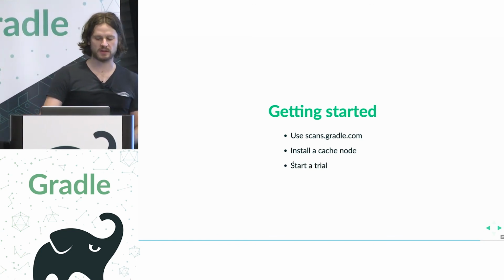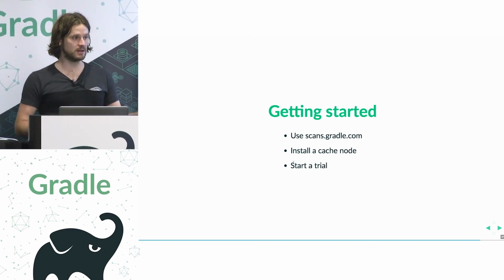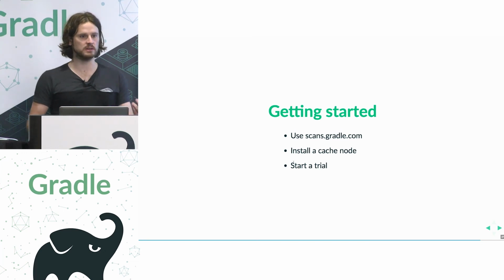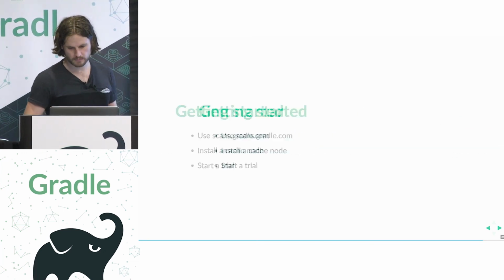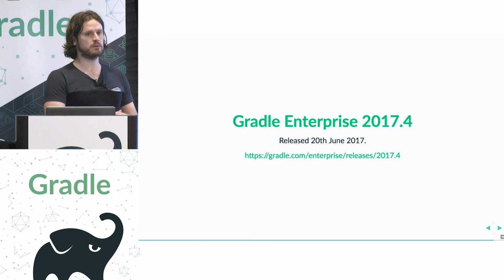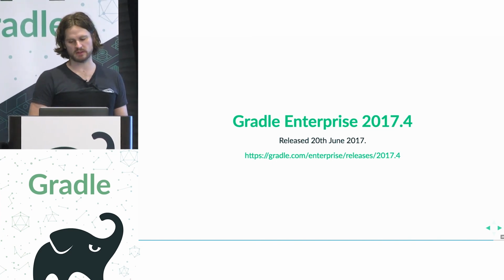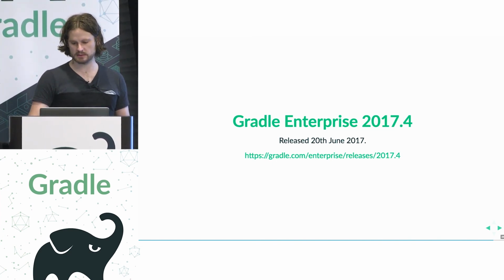You can also start a trial. So if you go to the Gradle.com website, you'll see there you can get in contact with us. You can get a trial copy of Gradle Enterprise, install it, have a play with it. And don't forget, also check out the release notes for 2017.4 if you're using Enterprise already, or you want to have a bit more of a look in detail at some of the features we've added. The release notes are quite detailed about that.